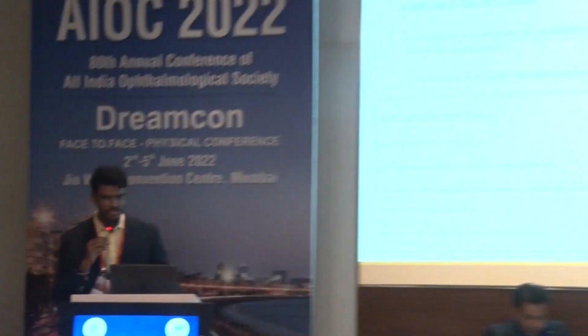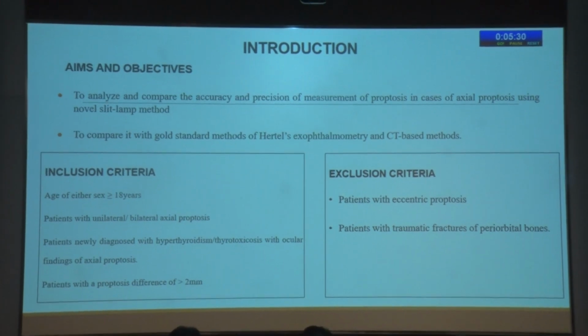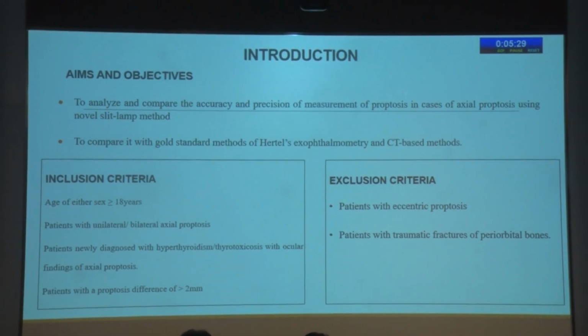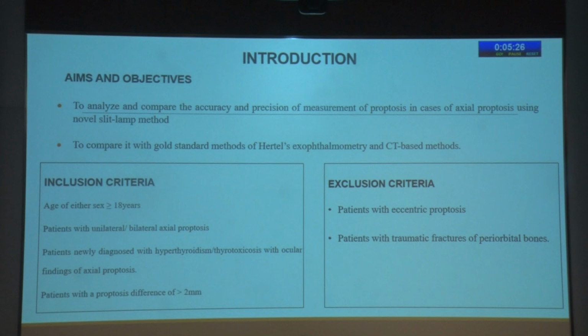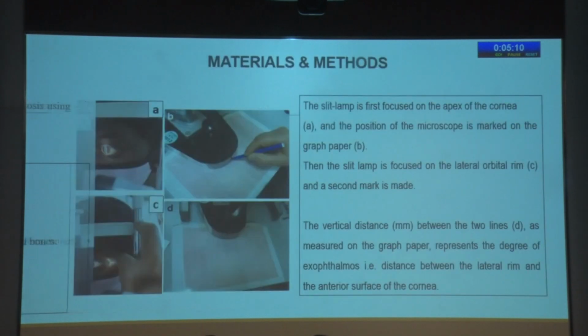So the aims and objective was to analyze and compare the accuracy and the precision of measurement of proptosis in cases of axial proptosis using a novel slit lamp method, and to compare it with the gold standard methods of Hertel's and CT based methods. So the inclusion criteria was more than 18 years with unilateral or bilateral axial proptosis, and patients with a proptosis difference of more than 2 millimeters between two eyes, and those with eccentric proptosis and traumatic fractures were excluded from the study.